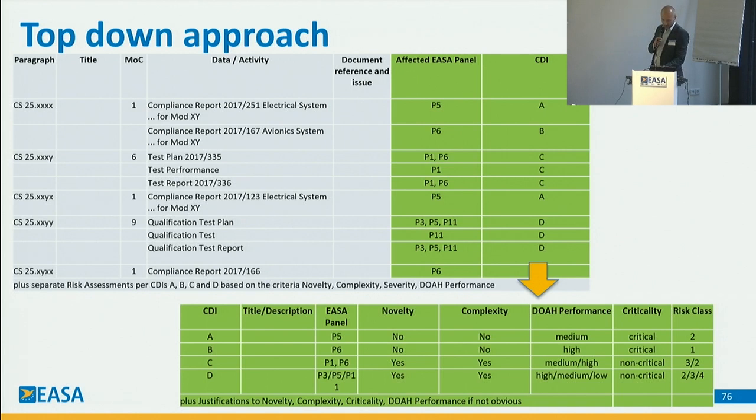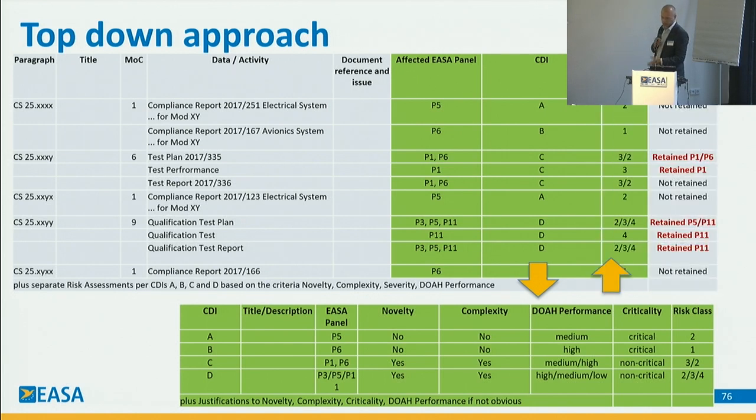So once you have the risk class, then you can propose the type of involvement. And you see you have here also cases where for one requirement you have two panels, and the proposal is also to have a different involvement depending on the panel. This is also something that you can do. For one document, you propose involvement for one panel and not for another.